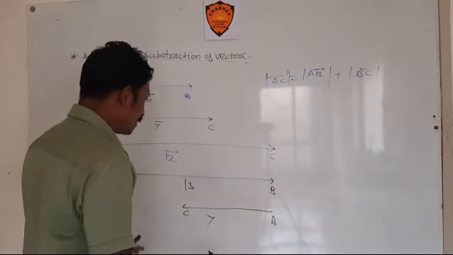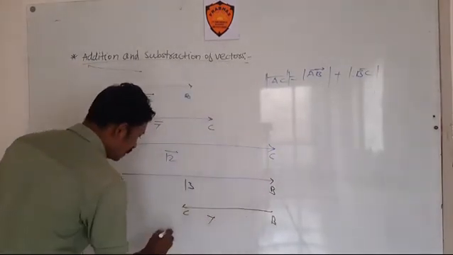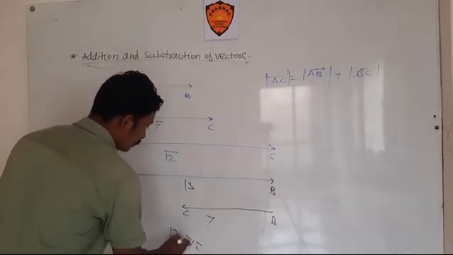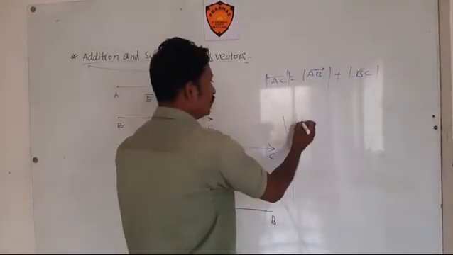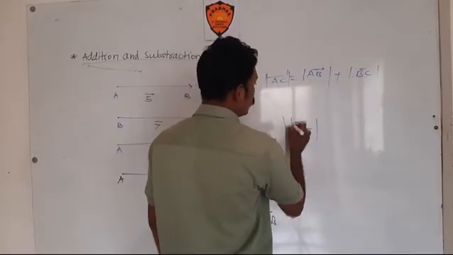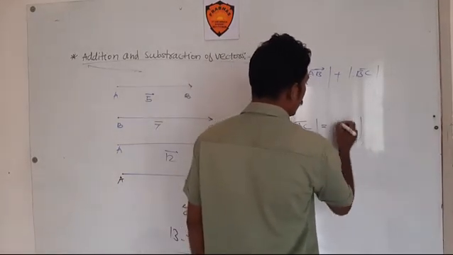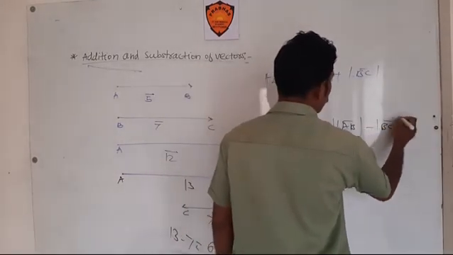Right? Then the resultant AC is equal to 13 minus 7, which is equal to 6. The resultant vector is 6. That is, the resultant vector AC bar is equal to AB bar minus BC bar.